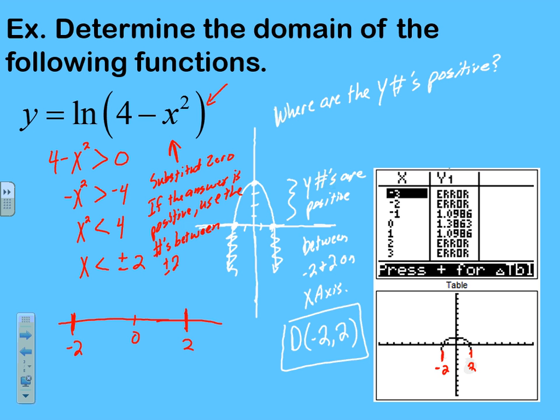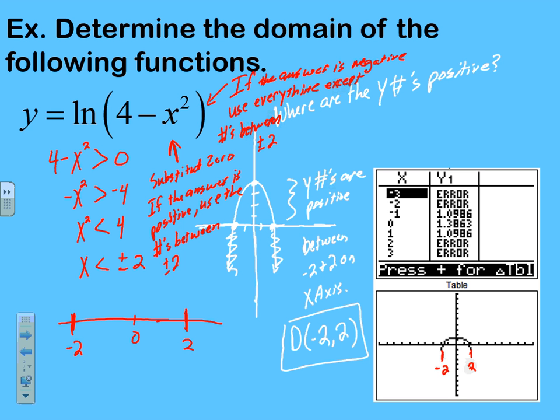So if you want to put it in your notes, if the answer is negative, use everything except numbers between positive and negative 2.